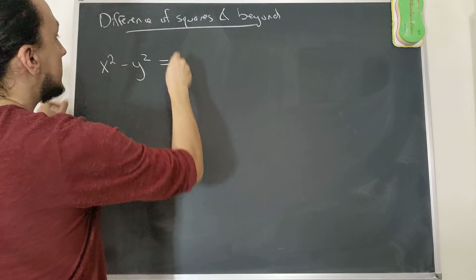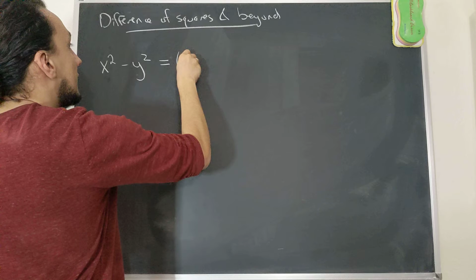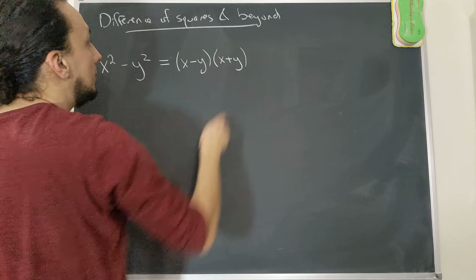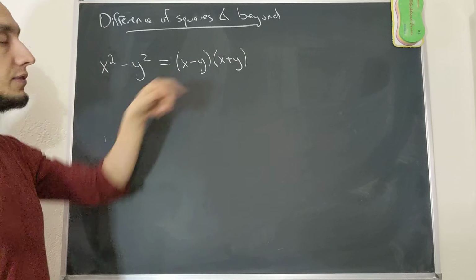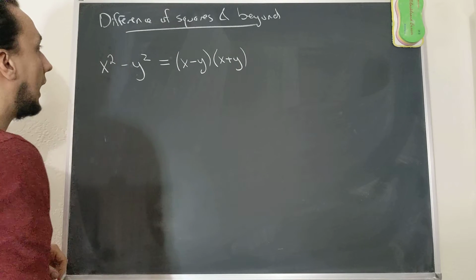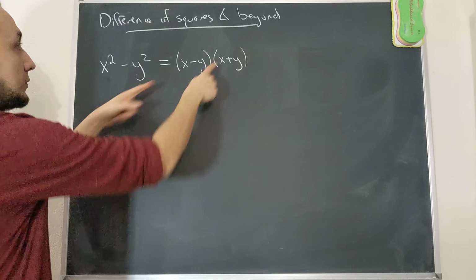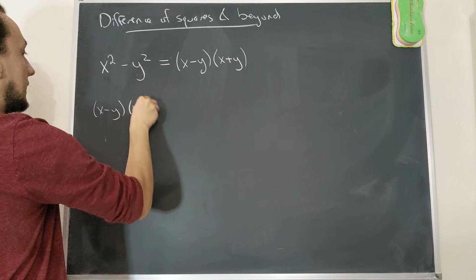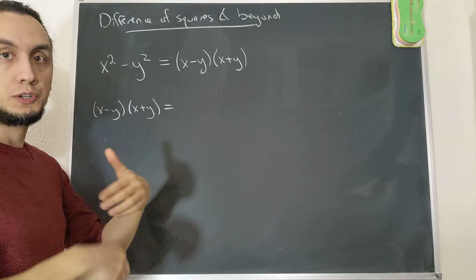But the formula of the difference of squares says this is the same as finding the difference between x and y and multiplying it by the sum of x and y. This is the difference of squares formula. And the reason why this formula is true is we can work backwards. We can start with x minus y times x plus y and just multiply it out.